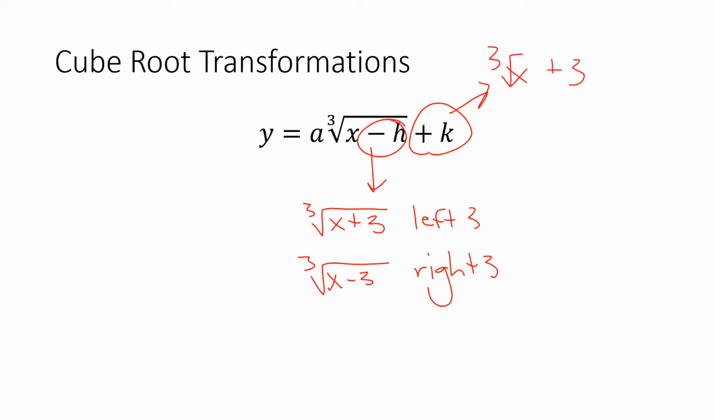The number at the back, just like before, is going to control the up and down movement. If you put a plus 3 at the very end, that's going to move your whole graph up 3, whereas if you put a minus 3 at the very end, that's going to move your entire graph down 3. Okay, those are the primary focuses of this lesson.